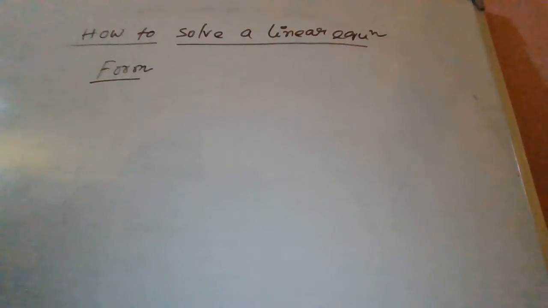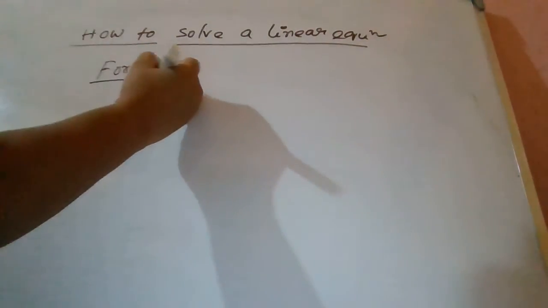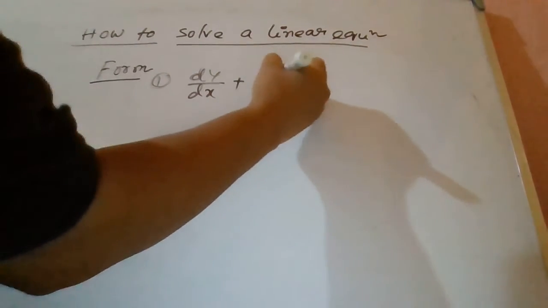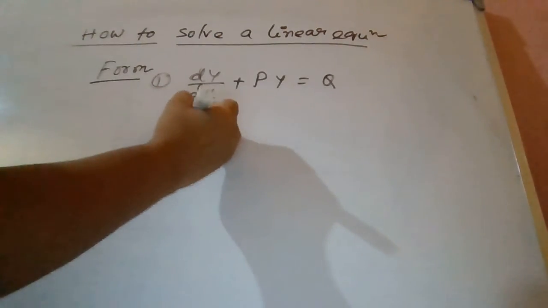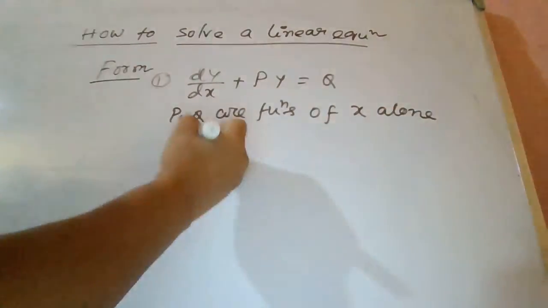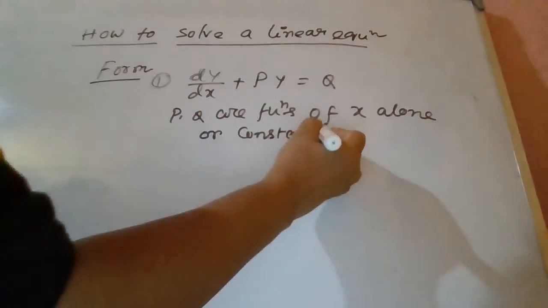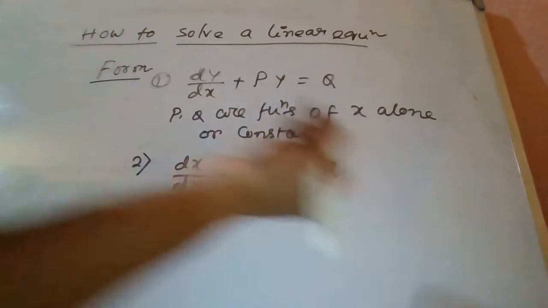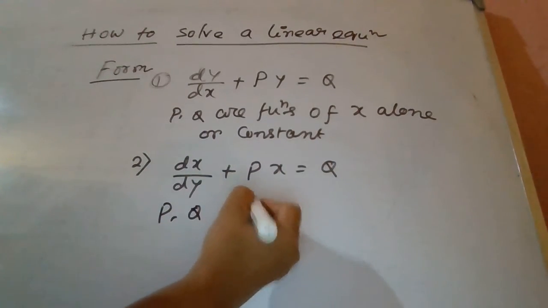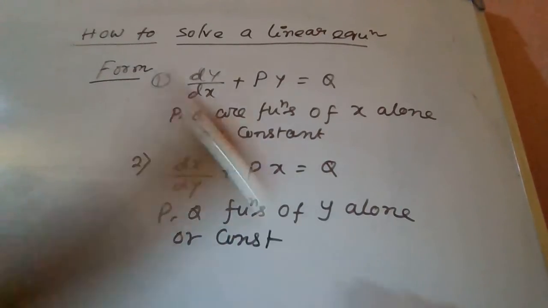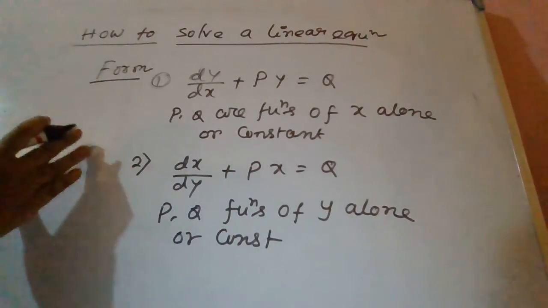Today I will show you how to solve a linear equation. The form of a linear equation is number 1, dy/dx plus py equals q, where p and q are functions of x alone or constant, and number 2, dx/dy plus px equals q, where p and q are functions of y alone or constant. So that is the form of the linear equation.